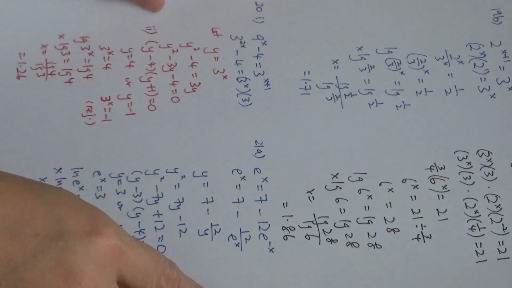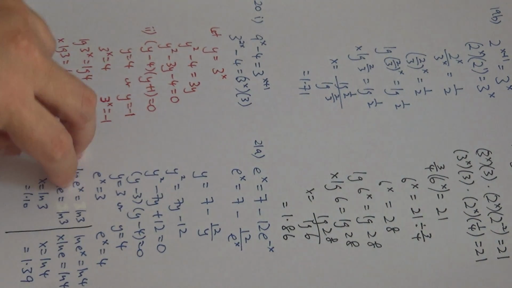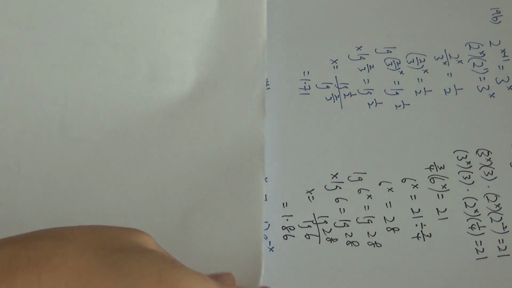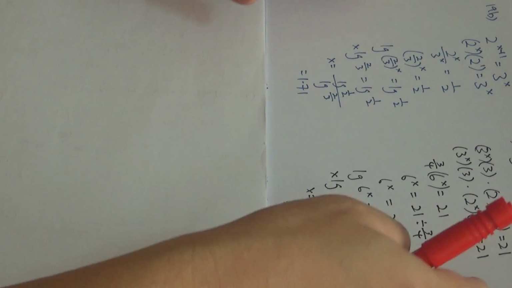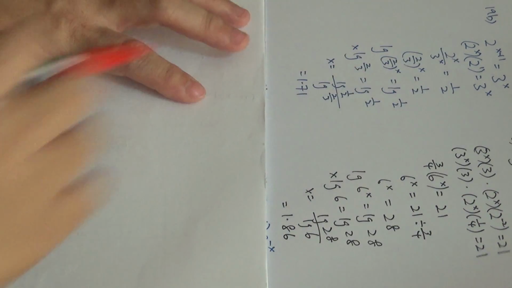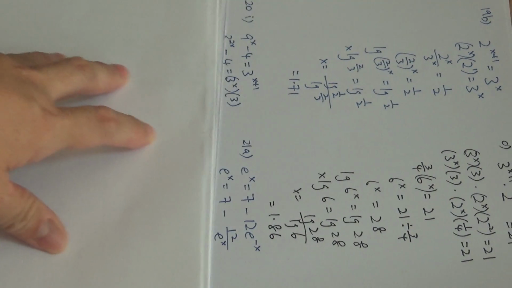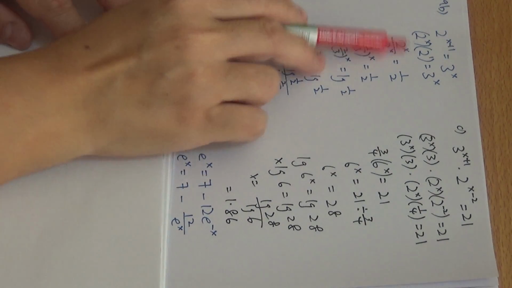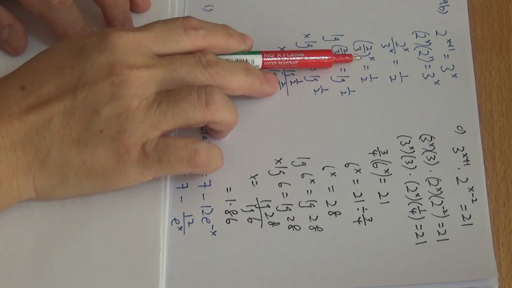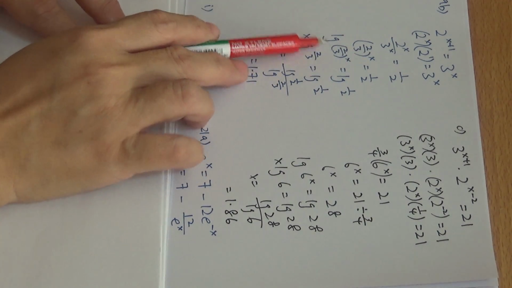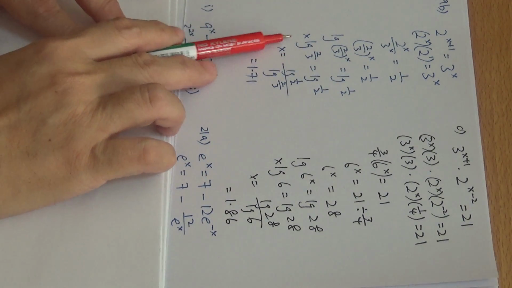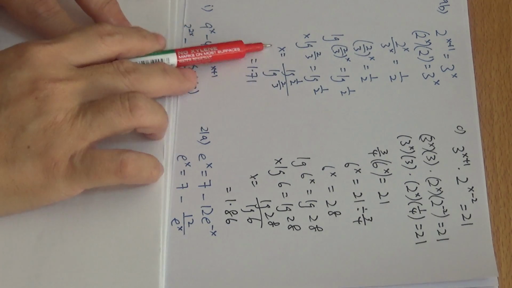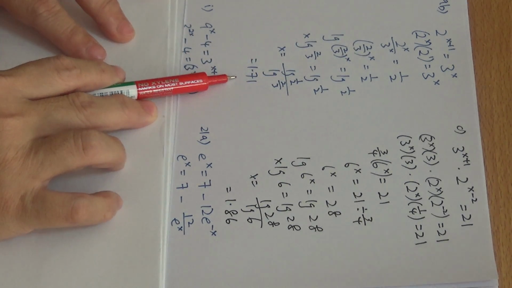Question 19. Now let's take a look at question 19b. Now I rewrite it. I rewrite, I bring it over, I drag the power up, I take log on both sides, I bring the power down, and I can solve for x.